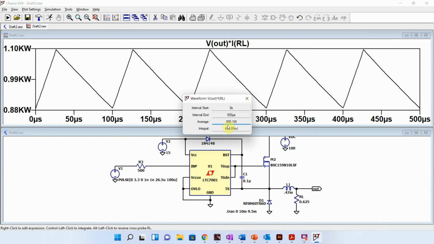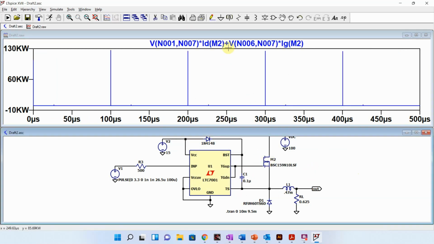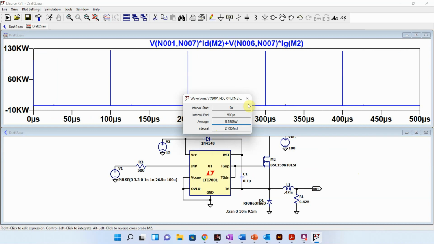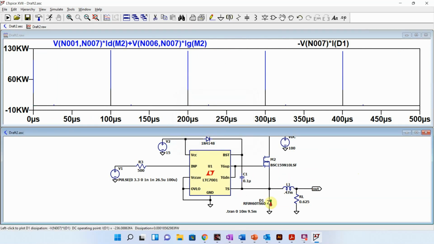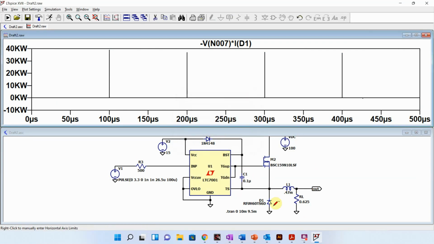And to look at the efficiencies really quick, or the powers, you see here is our 990, close to the 1 kilowatt. Let's see how much power we have in these two pieces. This one's only consuming 5 watts. This one's consuming the 60 watts. So you can kind of see that the majority of our power consumption is in the diode like we wanted.